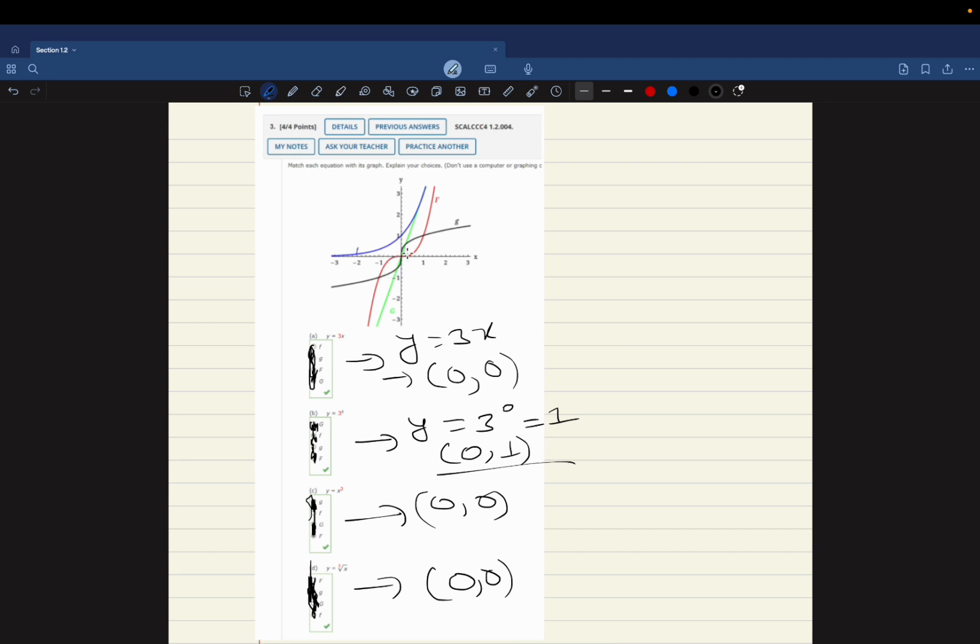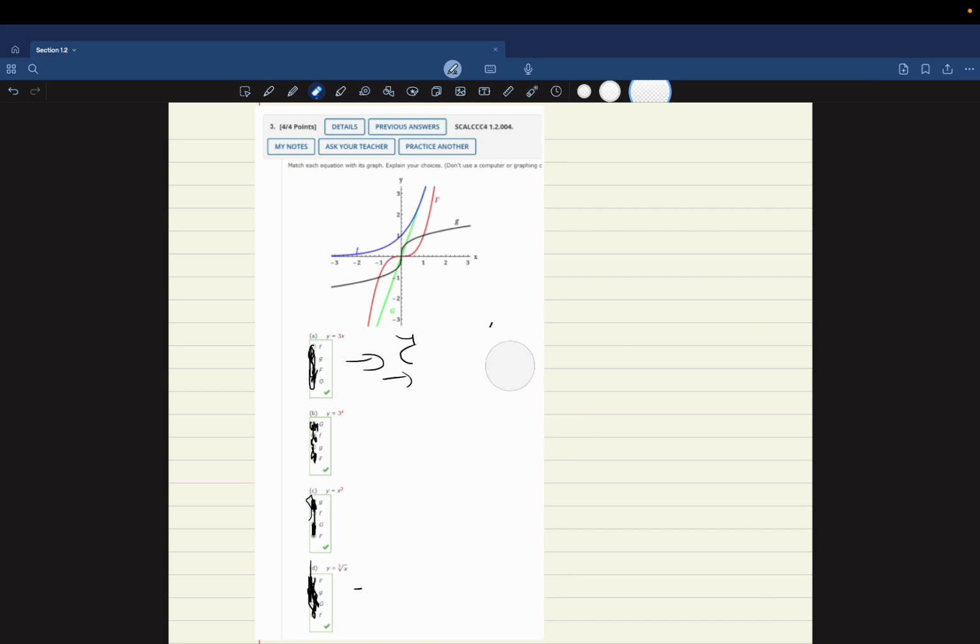So 1, 2, 3, all three of them are passing through (0, 0), but this blue line is passing through (0, 1). Okay, so number B, we found out the answer for number B. I'll erase it so you can see. So number B will be this one, which is small f. Now let's look for number A and others.